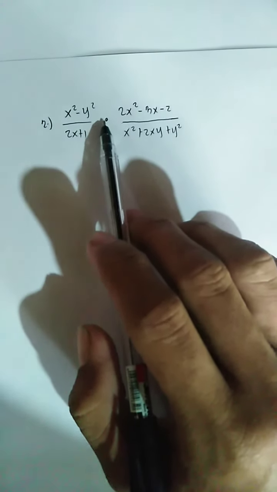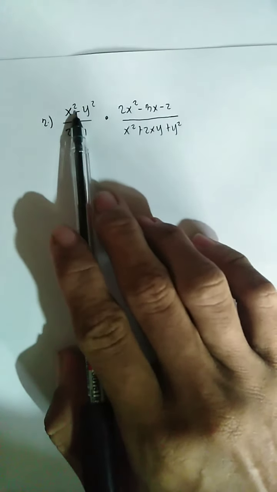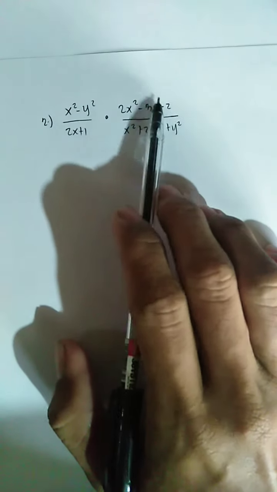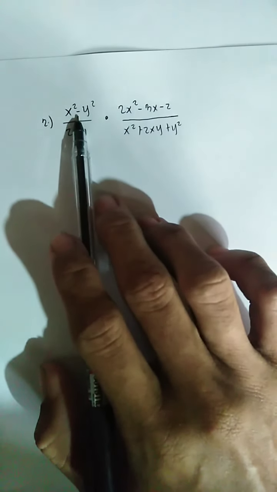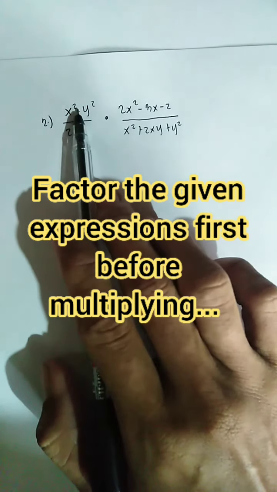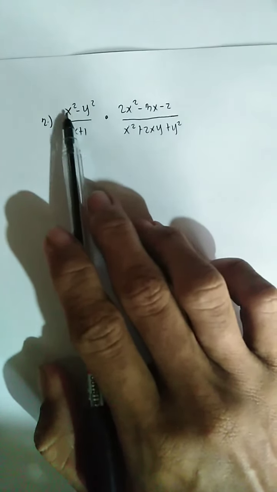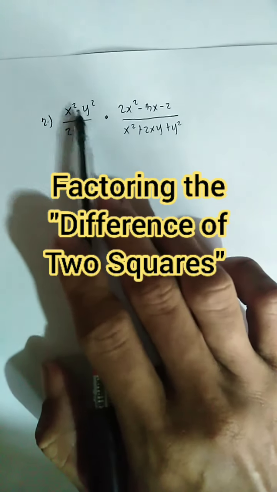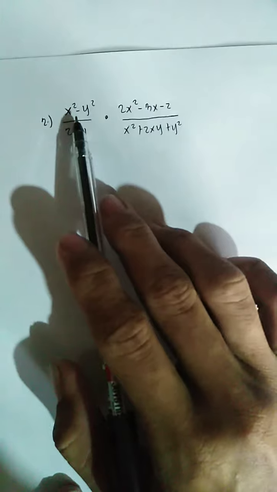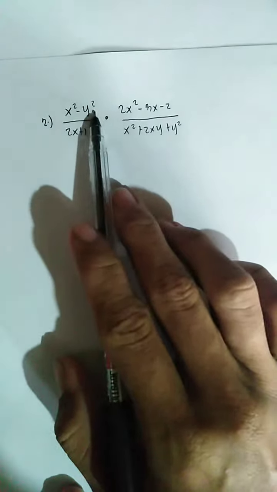Since this is the difference of two squares in our numerator, before multiplying our numerator to another numerator of a rational expression, just simply look for the factors first. As you can observe here in the first rational expression, the numerator can be factored out. We can get the factors of the difference of two squares, since x squared and y squared are perfect square variables, right? So the factors of x squared minus y squared, or the difference of two squares, are x plus y and x minus y. This is for the first rational expression.